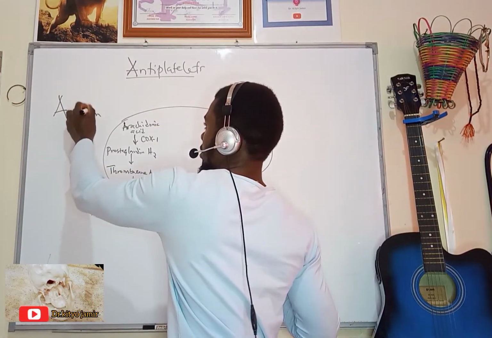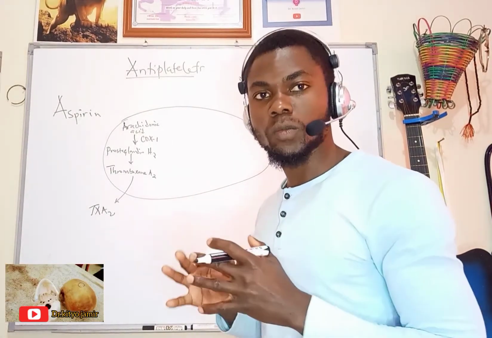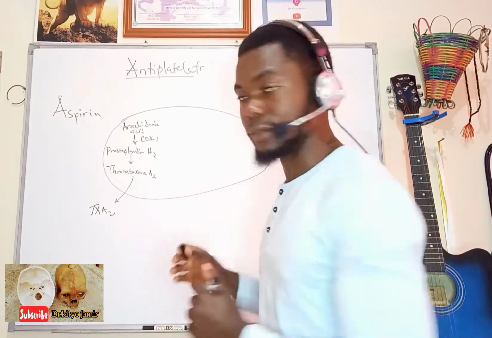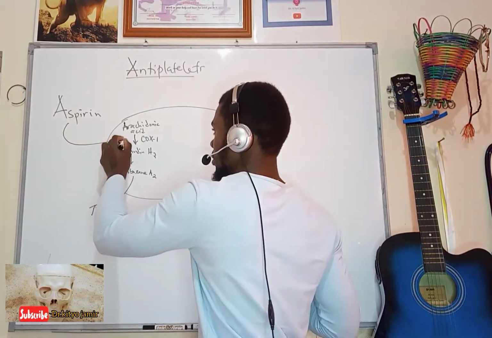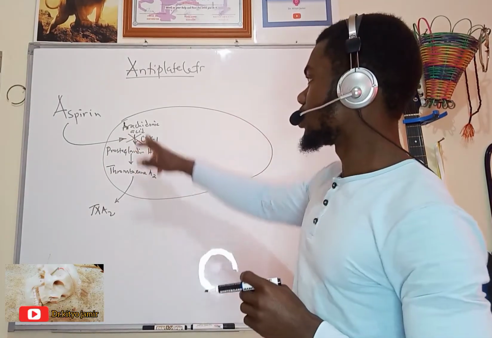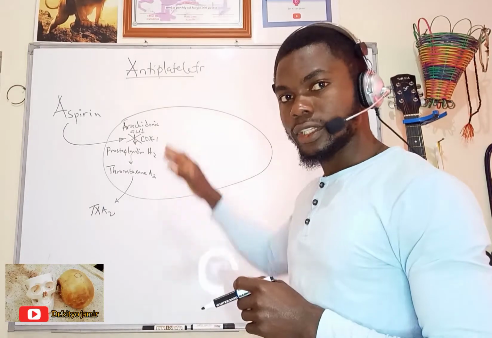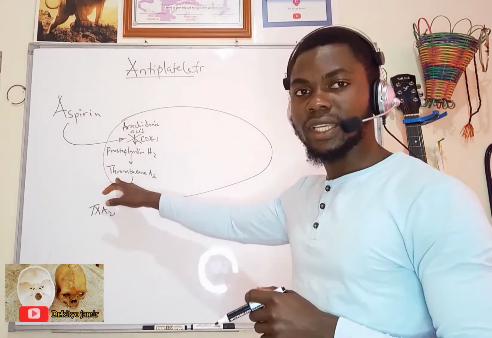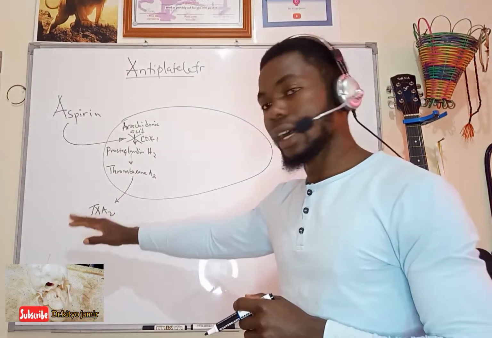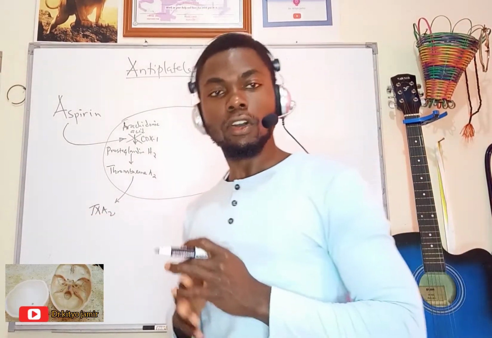Aspirin. So aspirin is a selective and an irreversible inhibitor of COX-1. So this one is going to come and inhibit this enzyme here, so that there is no more arachidonic acid being converted into prostaglandin H2. Then we shall not have thromboxane being produced, and we shall not have activation of more platelets and aggregation of this platelet.